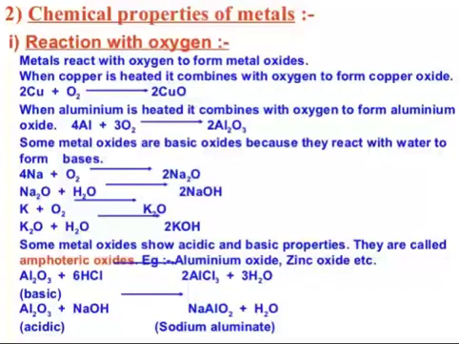Then potassium, when it combines with oxygen, forms potassium oxide. So in turn, potassium oxide plus water forms potassium hydroxide. Some metal oxides show acidic and basic properties, and they are called amphoteric oxides. Example, aluminium oxide, zinc oxide, etc.